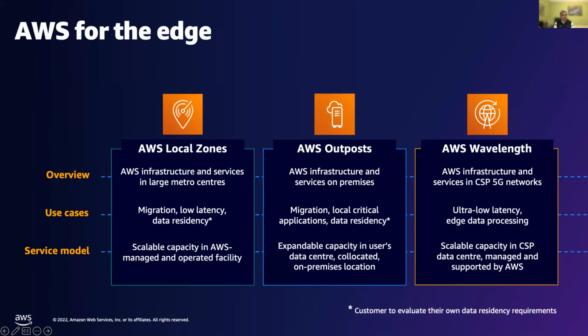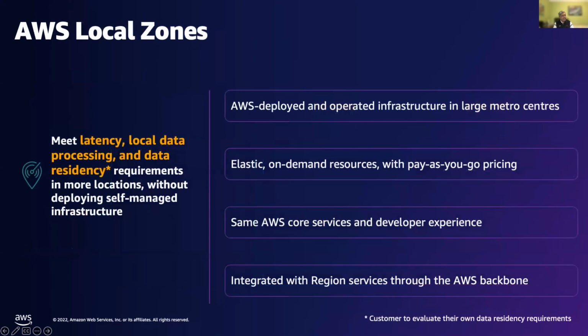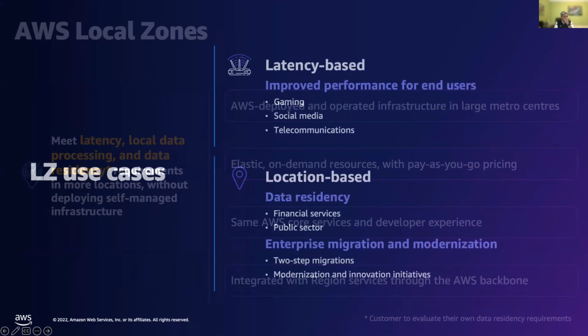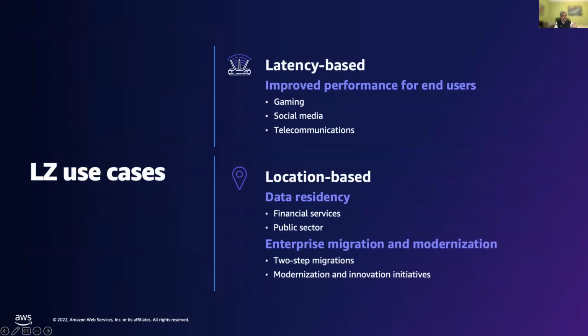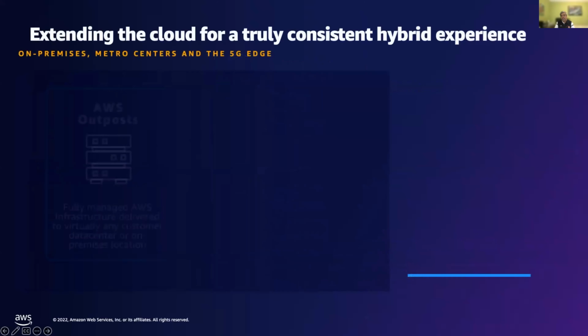And then I touched upon the Snow family, which is the offline storage and compute resources. And just keeping time in mind, I'm not going to go through each one of those, but essentially, like we said, Local Zones are deployed in large metro areas, where you have media and entertainment and some of the content creation happening. So those are some of the examples we talked about, from a latency point of view, from a location point of view, and from a modernization point of view. That's where you would want to use a Local Zone.